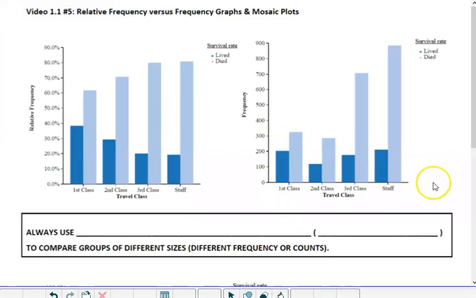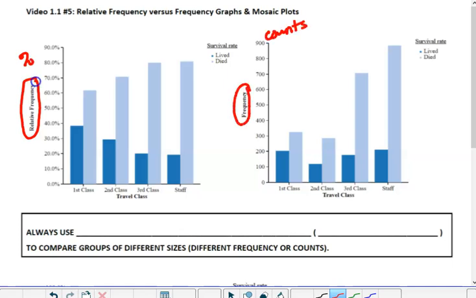So what specifically do we notice about the different graphs? We can see the bars are very different heights. So here with relative frequency, we're dealing with percents. With frequency, we're dealing with the counts. So this actually tells us how many people are in each travel class. So this is a helpful piece of information. Number of people in each travel class.